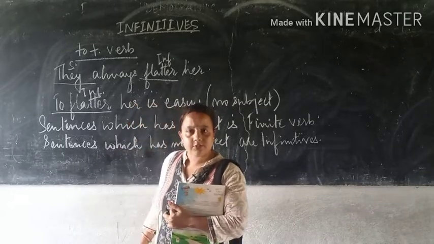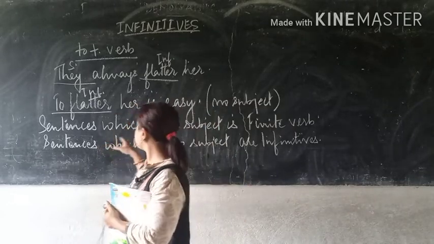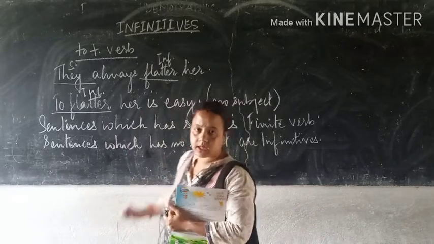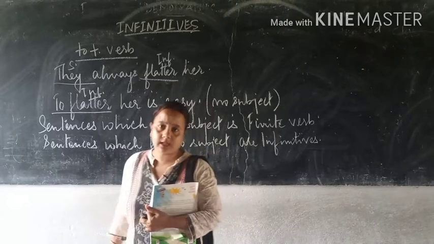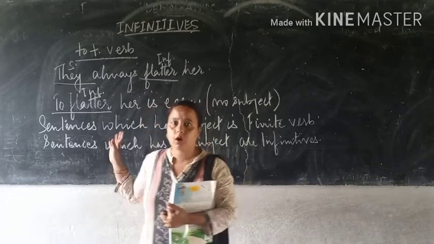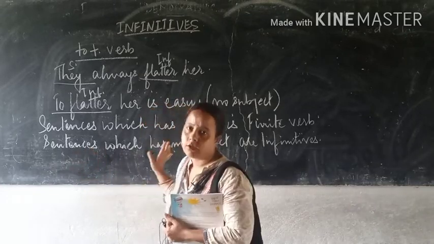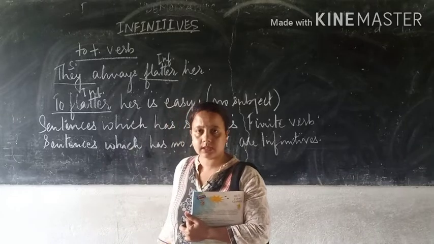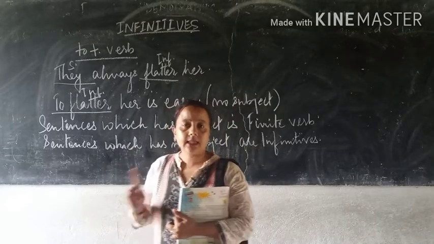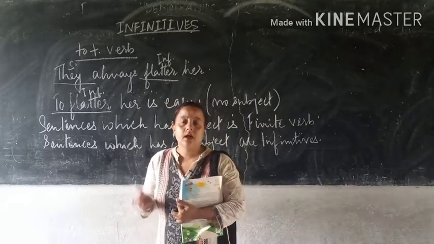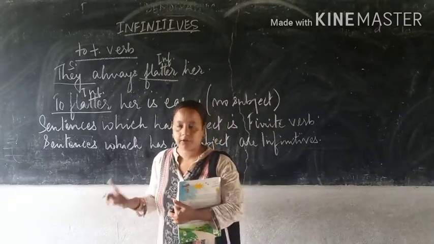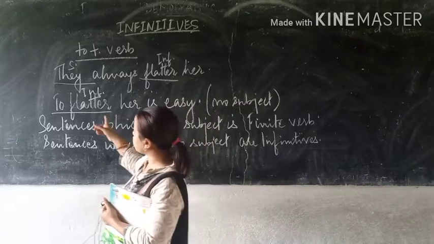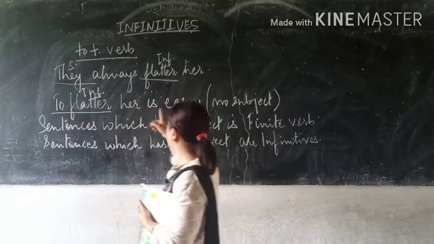So what is a finite verb? It is a sentence which has a subject in it. A sentence which has a subject is known as a finite verb. There we will not find the word to plus flatter. In some of the sentences we do find it, and that is to be considered as an infinitive phrase. Understood? Infinitive phrase.